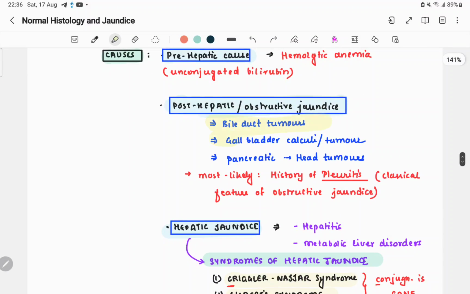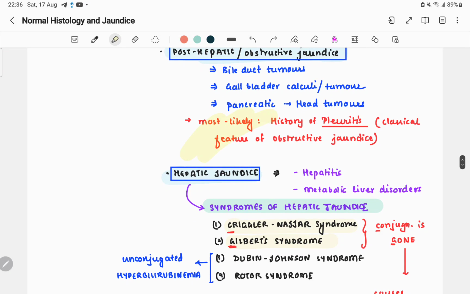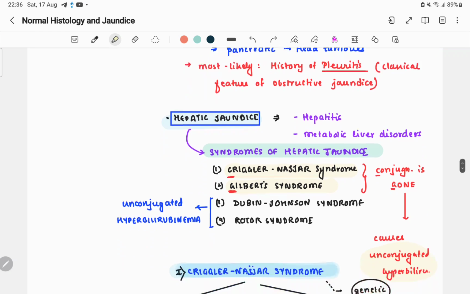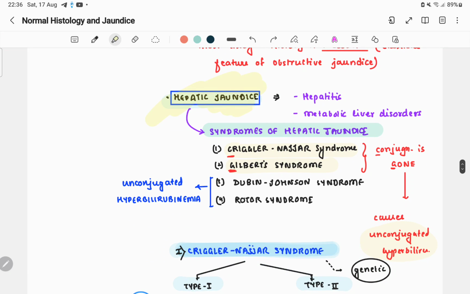So bile duct tumor, gallbladder calculi, pancreatic head tumor, all of this. And most likely the patient will present a history of pruritus, and pruritus is the classical feature of obstructive jaundice. Okay. Then we have our hepatic jaundice.